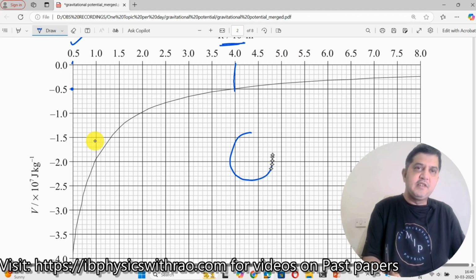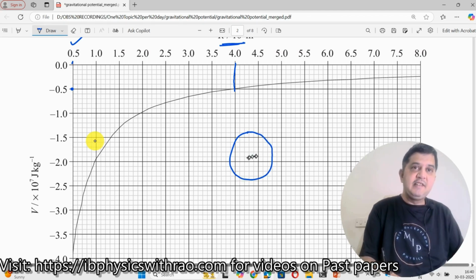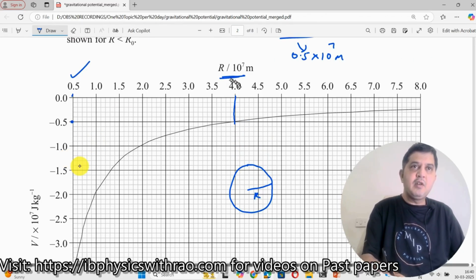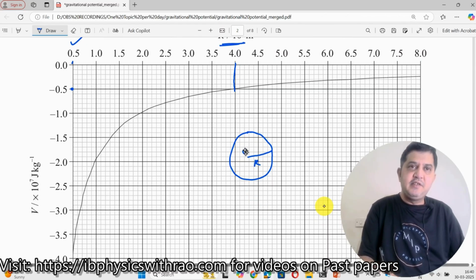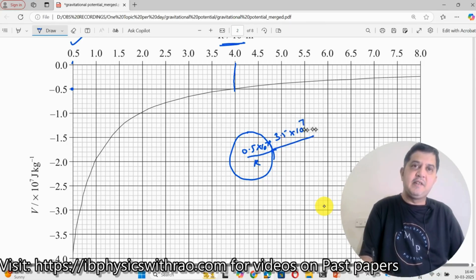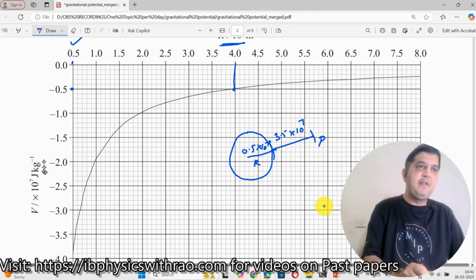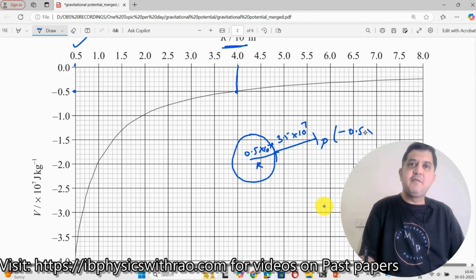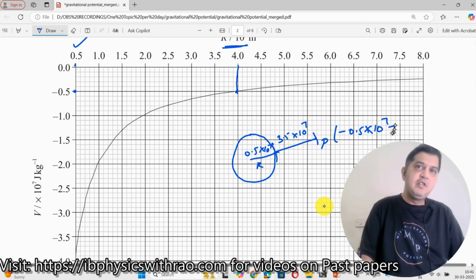So this is my planet, and this is my radius r. When I say 4 over here, what does this 4 mean? It means 4 into r, 4 into 10 power 7 meters. So what is the radius over here? 0.5, so this value is 0.5 into 10 power 7. When I say 4 over here, that means from this surface, 3.5 into 10 to the power of 7 meters away, there's a point P, and if I find out the potential at this point, it is seen to be minus 0.5 into 10 power 7 joules per kg.